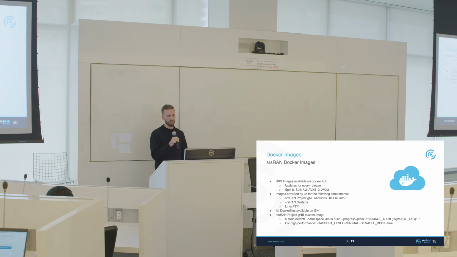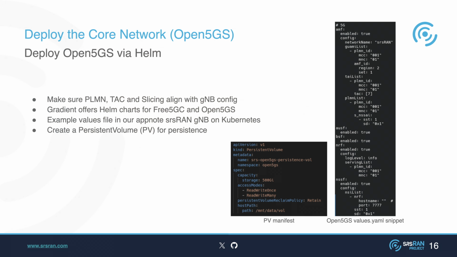Deploying Open5GS is a straightforward process. But it's important that you note down the PLMN, tracking area code and the slicing information that you're using in order to connect the gNodeB, because this is also something I get wrong a lot of times, and then I have to update my config and upgrade the deployment again. To avoid this, note it down and make sure it matches the gNodeB configuration.